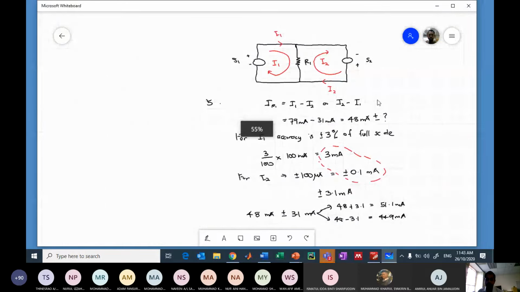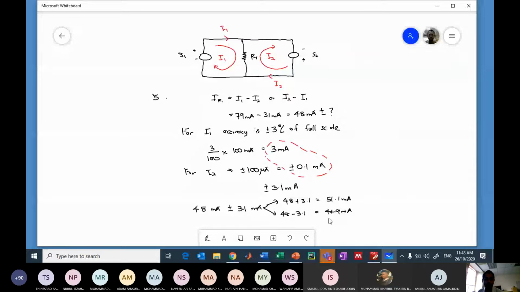Okay, so this is question number 5 just now. When you calculate, you get this range. 44.9 will be the minimum, 51.1 is the maximum. So katakan masa you measure, you use your ammeter, you find the value is within this range. Let's say you get 45 or 49 or 50 or 51. That means your reading is within the expected value.